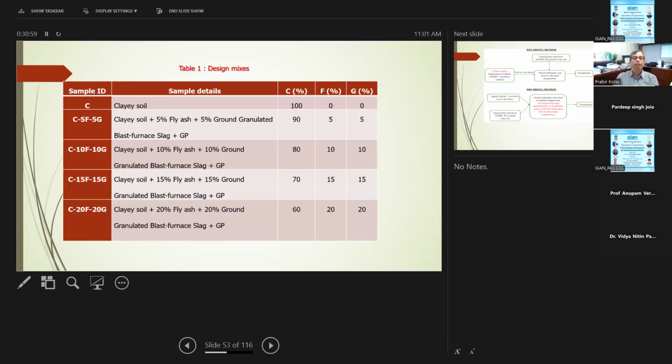Basically, we used pure clay. We used 5% fly ash and 5% granulated blast furnace slag, plus geopolymer. The geopolymer is basically sodium hydroxide and sodium silicate. And then the second one we tried with clay with 10% fly ash and 10% GGBS plus geopolymer. And then the third one is 15% fly ash, 15% GGBS and geopolymer, and 20% fly ash, 20% GGBS and geopolymer. So we used different combinations to see what is happening.